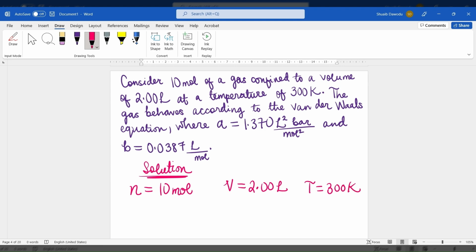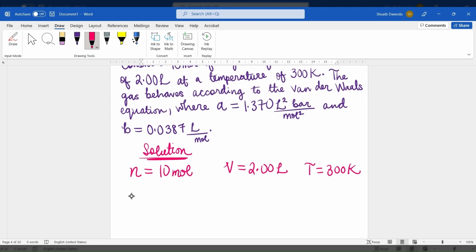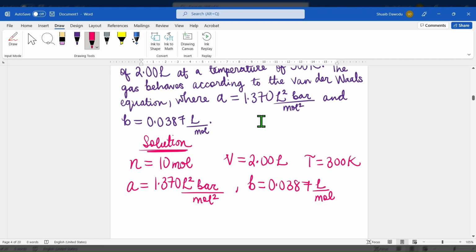The gas behaves according to the van der Waals equation, where A, the parameter that involves strength of attraction, is equal to 1.370 liters squared bar per mole squared, and B, the van der Waals parameter that involves the information on excluded volume, is 0.0387 liter per mole. So A is strength of attraction, B is excluded volume.